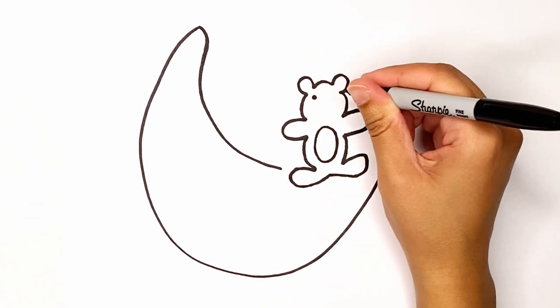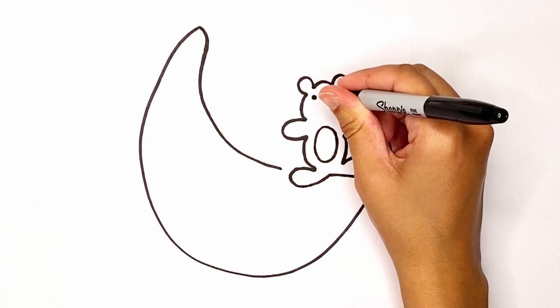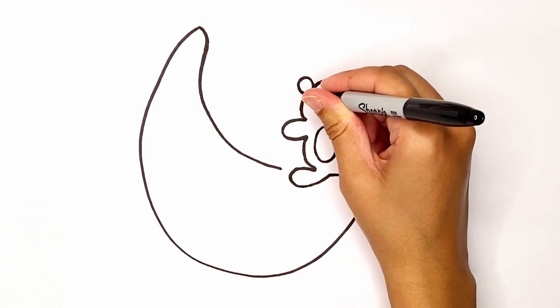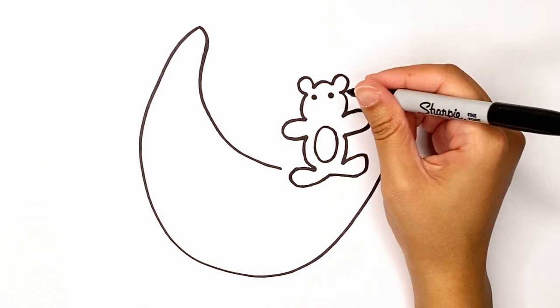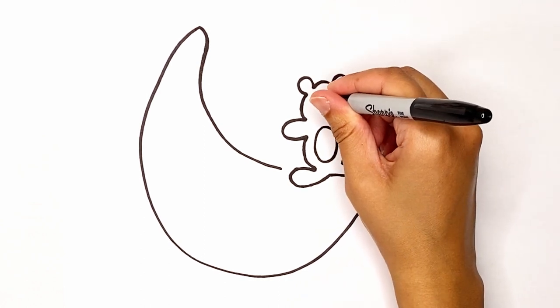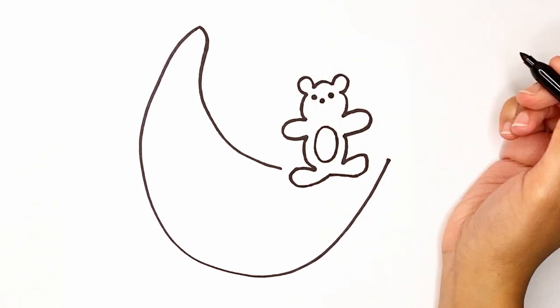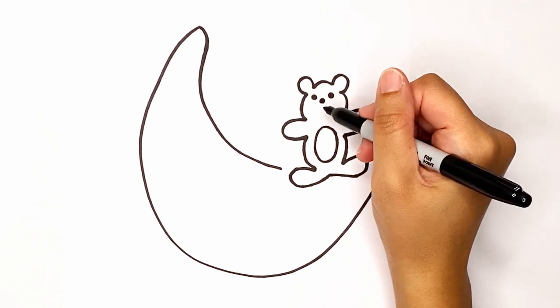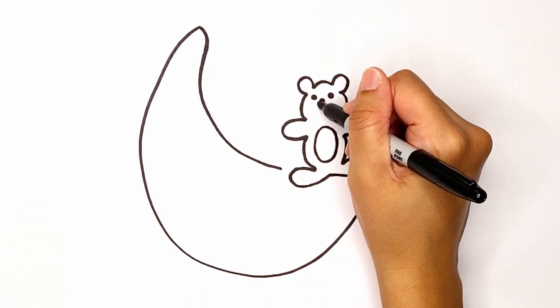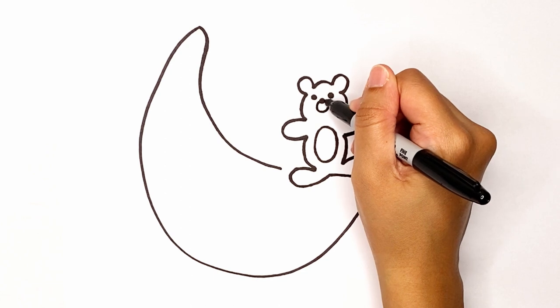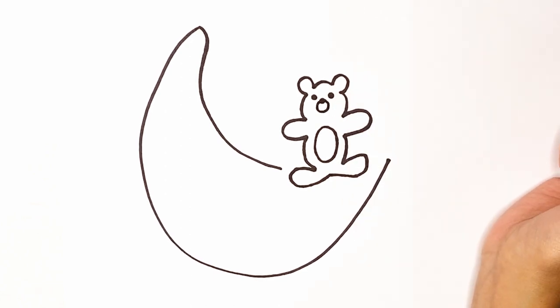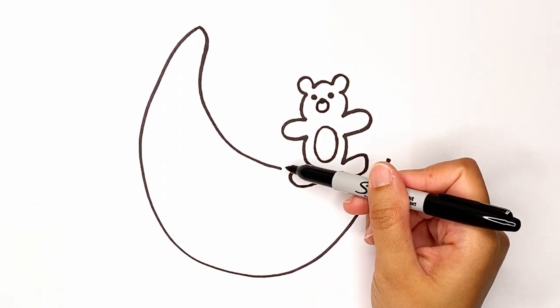Mine are just going to be little dots. It's kind of like a teddy bear where you just have little dots for the eyes. And then same thing, a little dot for the nose, just like that. And then we're going to make a circle around the nose, just like that. Perfect. Now let's finish the moon.